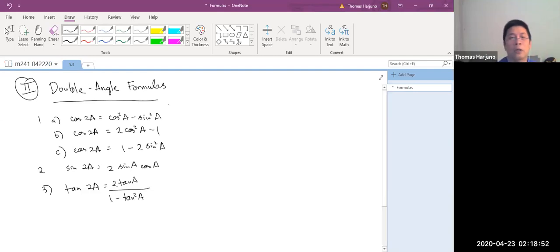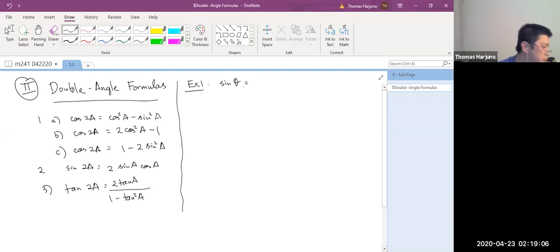Now, let's do a problem right away, since I assume you already memorized it. Suppose, for example, sine theta equals negative 3/5, where theta is in quadrant 3. Now let's get the cosine and tangent first.